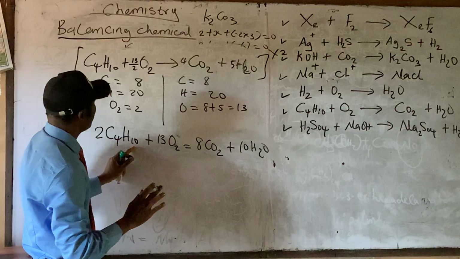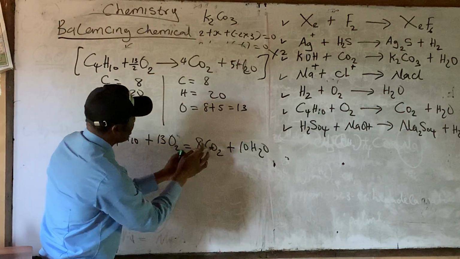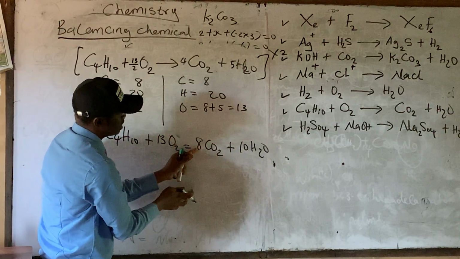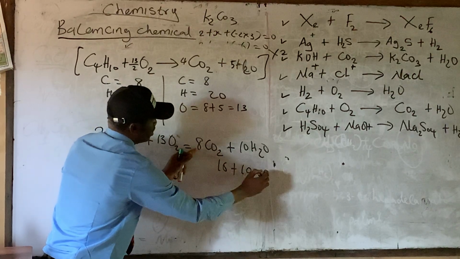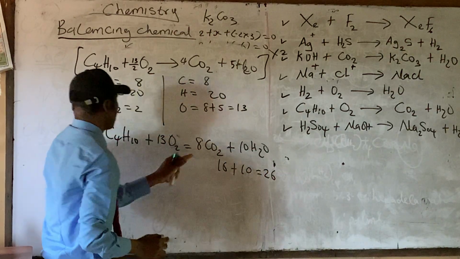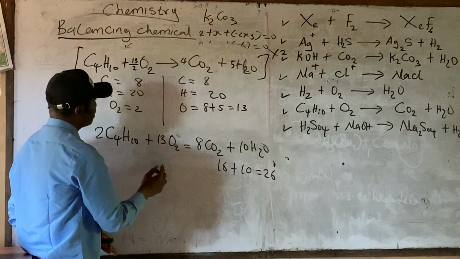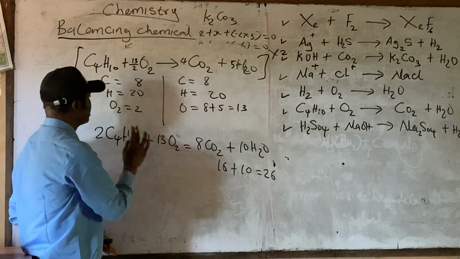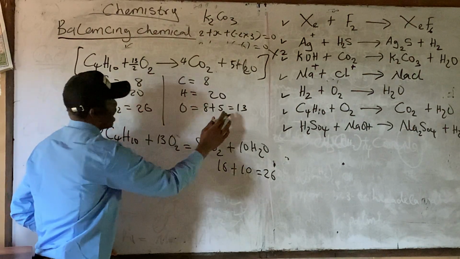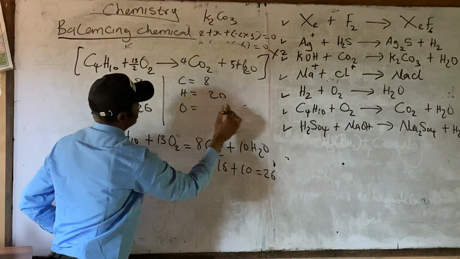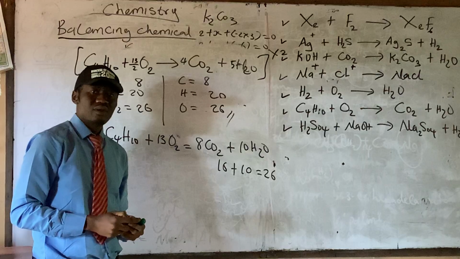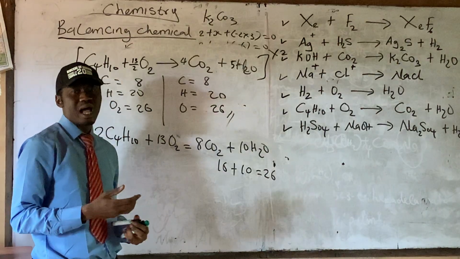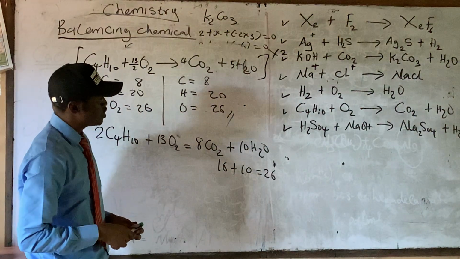So now oxygen is 8 times 2, 16. 16 plus 10. What will it give you? 26. Yes. Alright, 13 times 2 is 26. So you see now, 26 here, and then 26 here. So that's how to balance that equation. You have to multiply it.